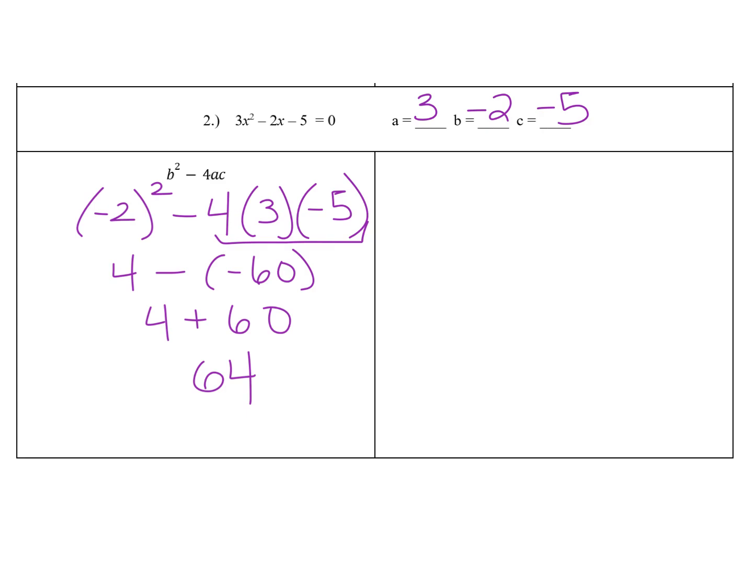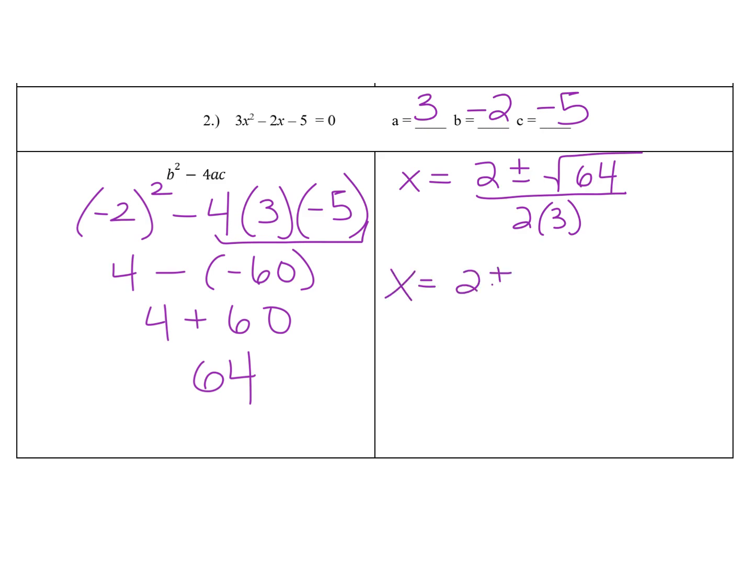So if I'm plugging it now into the quadratic formula, I'm going to say x equals -b, or the opposite of b, which is 2, plus or minus the square root of the b squared minus 4ac, which is 64, over 2 times a. So 2 times a would be 2 times 3. So now I'm going to simplify this, okay? The square root of 64, we already know that that is 8. So we're simplifying the square root of 64 first because that's basically a grouping symbol, right? So what I get here is x equals 2 plus or minus 8 over 6.